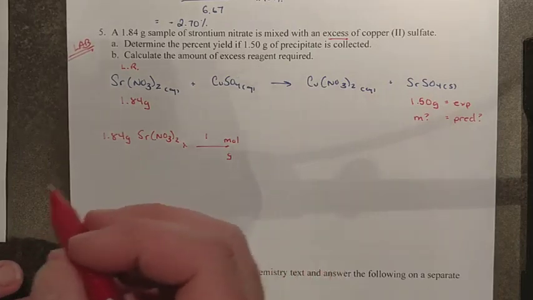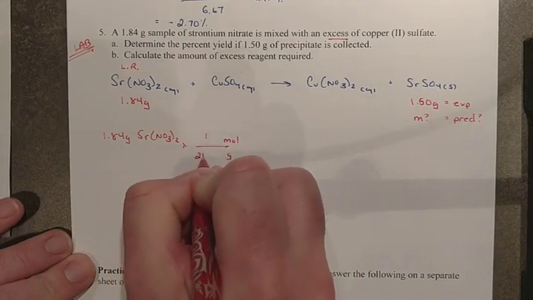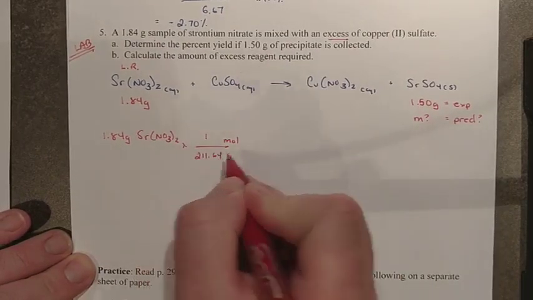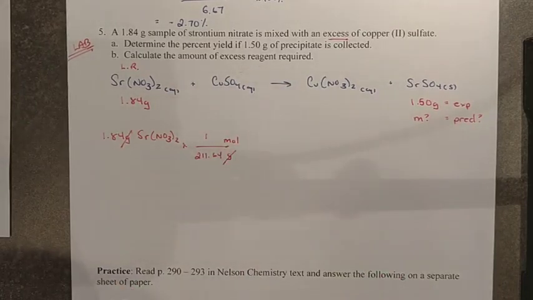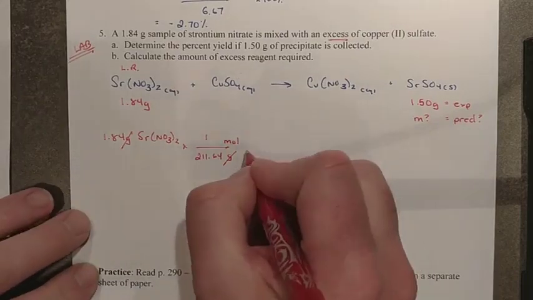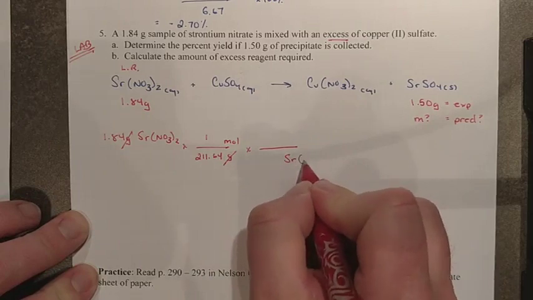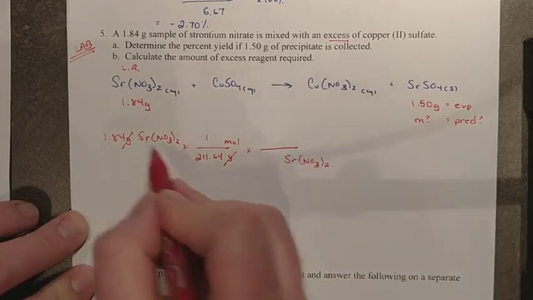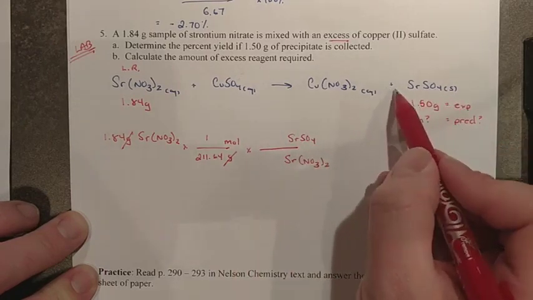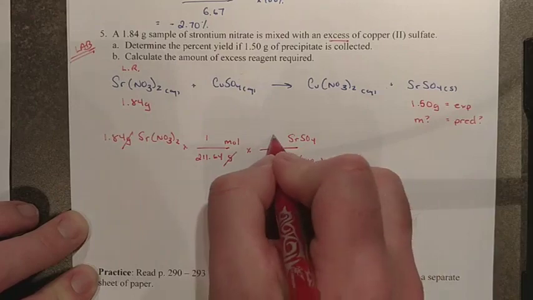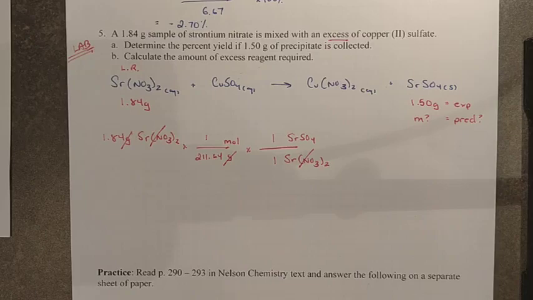And here we go. So the molar mass of strontium nitrate is 211.64 grams. Grams now cancel out of the problem, and we are down to a mole quantity of strontium nitrate. Fantastic. Now we can go to the stoichiometry, and the stoichiometry is fairly simple here. We want to get rid of our strontium nitrate. We want to get to strontium sulfate, which is on the other side, and you can see the 1-to-1 mole ratio here. And so that cancels out, and now you have moles of your product.